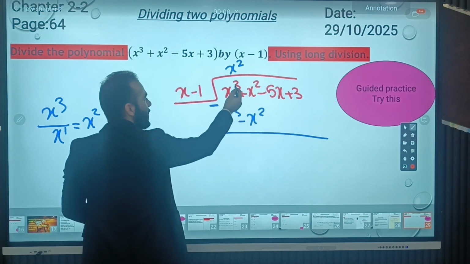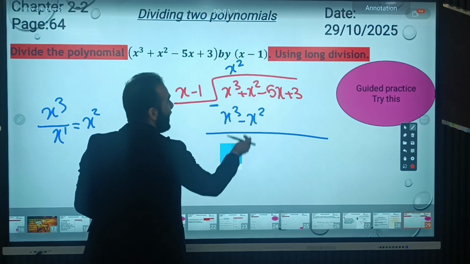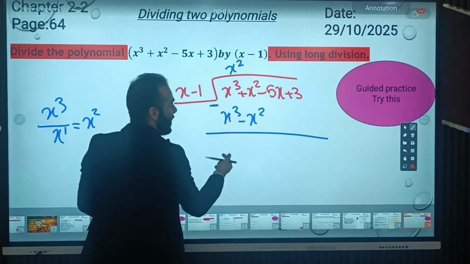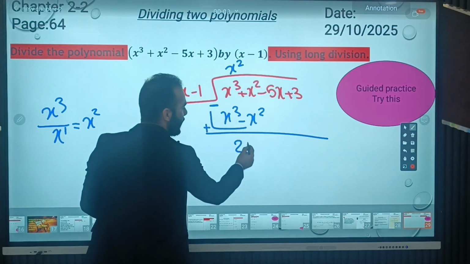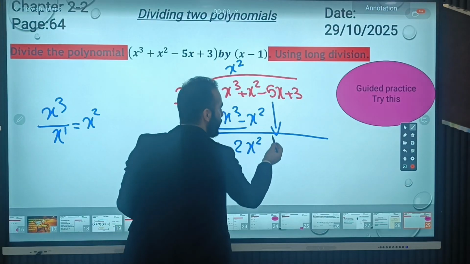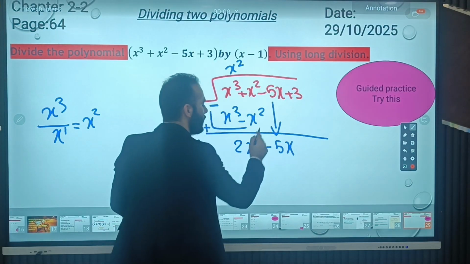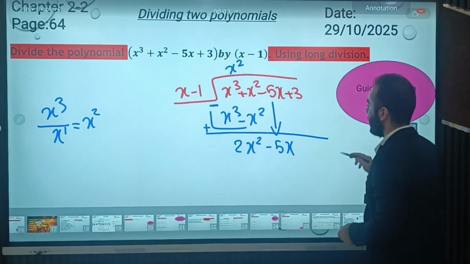Perfect. So x³ minus x³, 0. You don't need to write it. x² minus, these two minus will become plus. So x² plus x², 2x². Bring down one term. So it's equal to negative 5x.